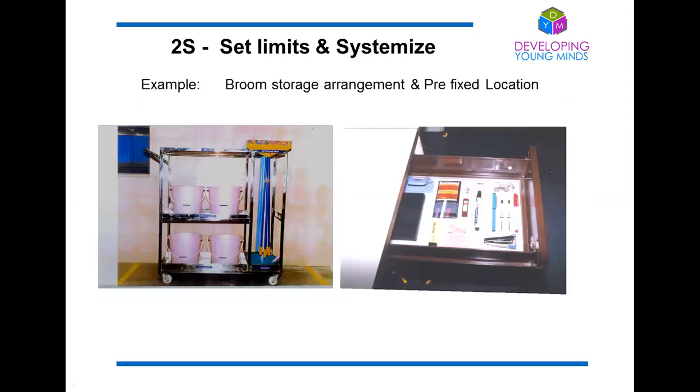So the next thing, if you look at it, is even the housekeeping items, right? How to arrange the buckets, how to keep the broomstick, all of these things can also be properly systemized, setting the limits and systemizing. And when you come to the office area, how to arrange our drawers properly, right? This is a very good example. You can see that you need not struggle when you work at your workplace or at your desk. So that is easily retrievable. You can work and put it back, so you can save a lot of time by following this second principle, right?